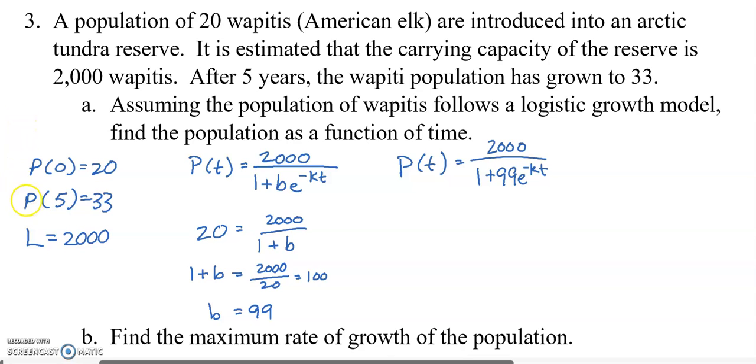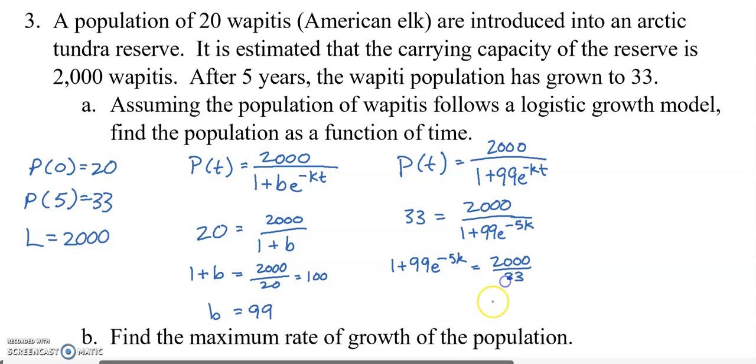Now we're going to use the other initial value of P of 5 equals 33. We'll put a 33 for the population. And we're going to see a similar solving process here. This time we're going to plug in a t-value of 5, though, so negative 5k. That's not as pretty, right, because we still have the e. But we can still multiply by the denominator and divide by 33. We'll get 1 plus 99 e raised to the negative 5k equals 2,000 over 33. Unfortunately, that does not reduce. So we'll maybe leave that as 2,000 over 33 and just do all the algebra.